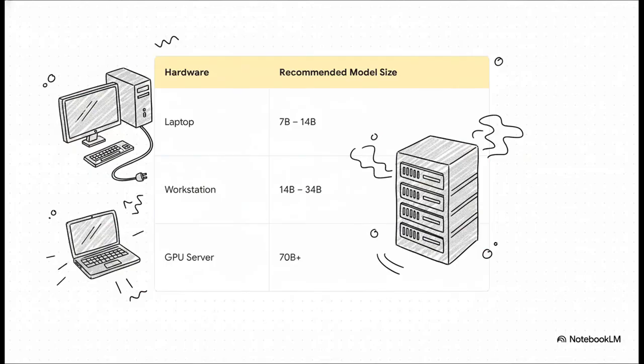Let's start with the big one, hardware. This is a great rule of thumb to keep in mind. If you're running on a normal laptop, you're probably going to want to stick with models in that 7 to 14 billion parameter range. Got a beefy desktop or a workstation? You can push it up to the 14 to 34 billion range pretty comfortably. And those monster 70 billion plus models, yeah, those are really for people with dedicated high-end GPU servers.